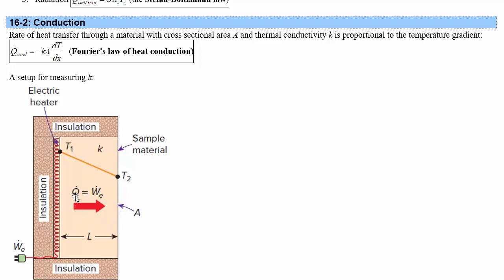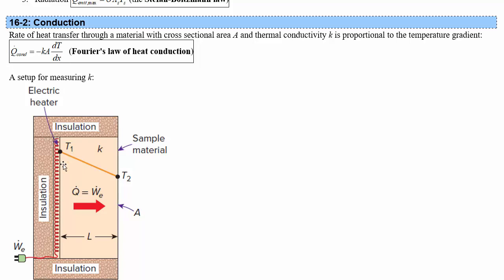And that means that the heat flow, Q dot, is a constant everywhere in this object, the cross-sectional area is a constant, and the thermal conductivity is a constant of the material. And that means that the temperature gradient also has to be a constant.